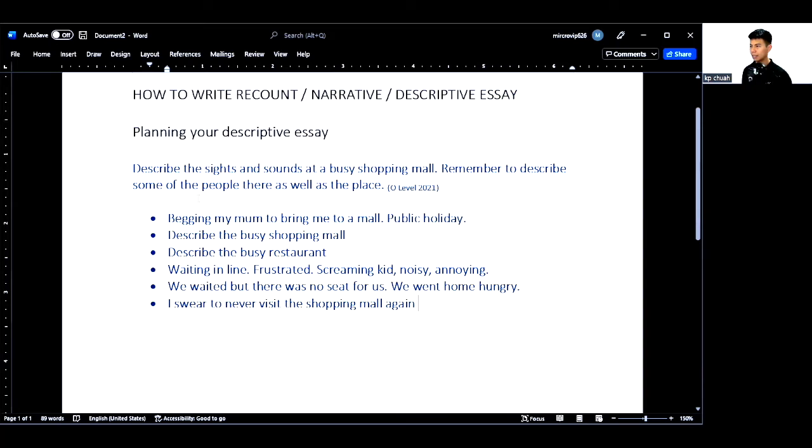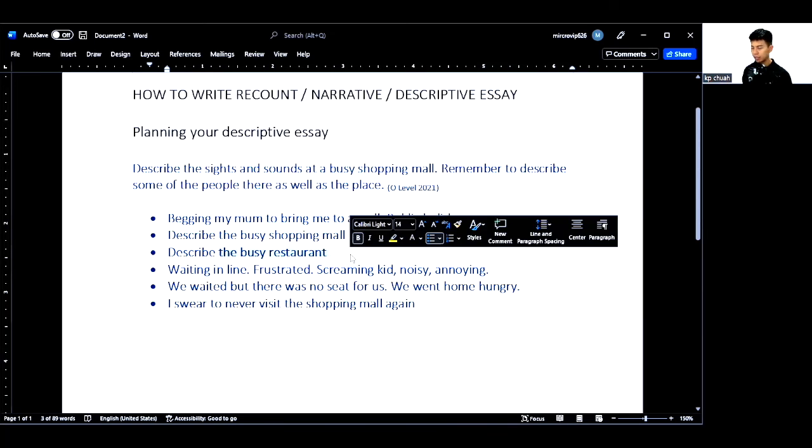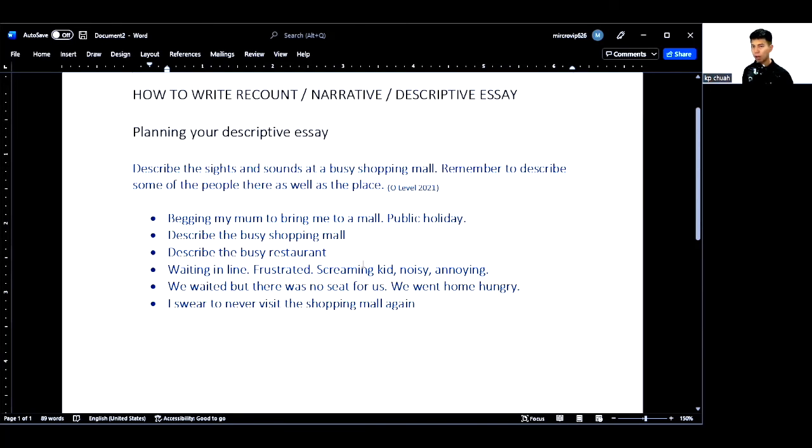Now, let's have a final look at the plan here. When I'm looking at the plan, I'm thinking to myself, hey, will this flow? Like the number of paragraphs, and do I have enough things to write in each paragraph? Beginning, okay, begging my mom, this is the introduction, it's fine. And the body paragraph, description of a place, description of another place. I have enough techniques, tools to help me write fully developed paragraphs over here. So I'm fine with that. Waiting in line, screaming kid, I know how to describe a person here. So I'm fine, enough content for me to write.